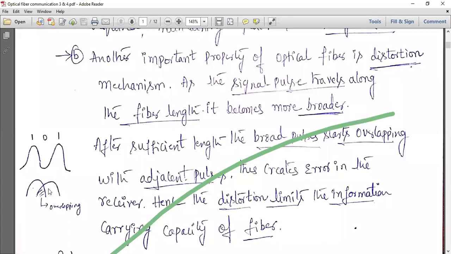If there is any distortion, there is an overlap between the adjacent pulses. If this overlaps, then at the receiver side there are chances that 1 may be decoded as 0, and 0 may be decoded as 1. So wrong decoding may happen. That's why you have to consider signal distortion along with signal attenuation. Signal attenuation and signal distortion both lead to signal degradation. So you have to study both.